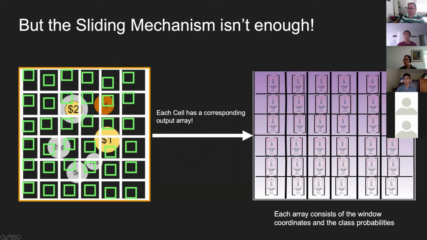The problem with the sliding mechanism is it isn't very efficient. So with the help of GPU parallelization, YOLO is able to run the mechanism on divided grid cells simultaneously. And each grid cell will have a corresponding array output.